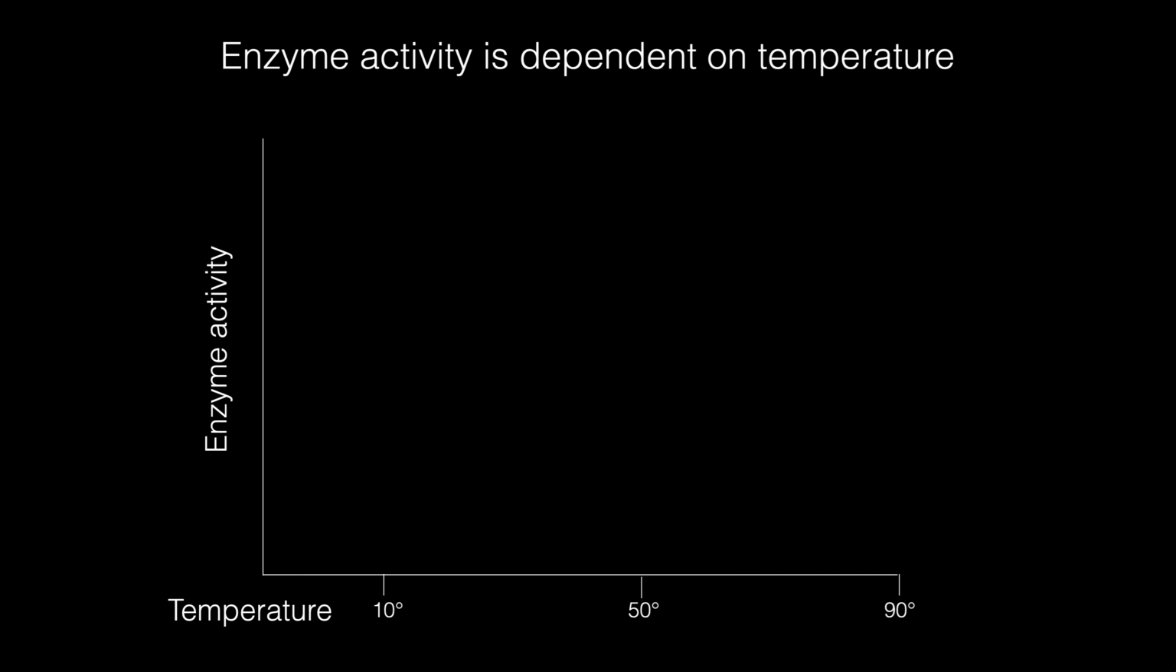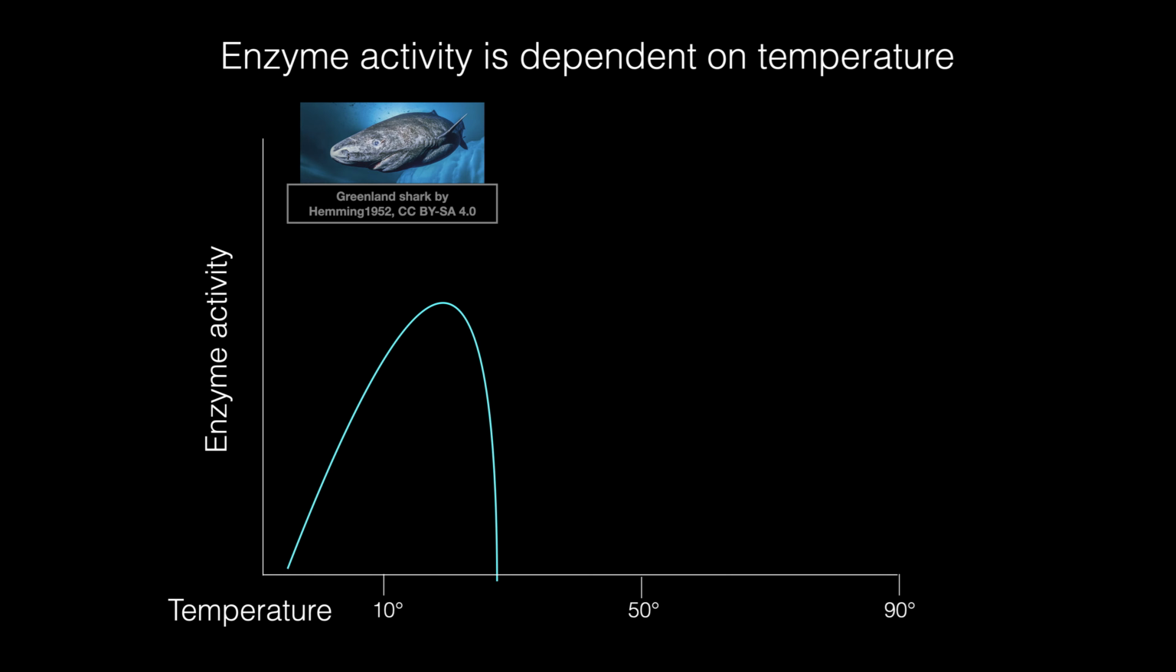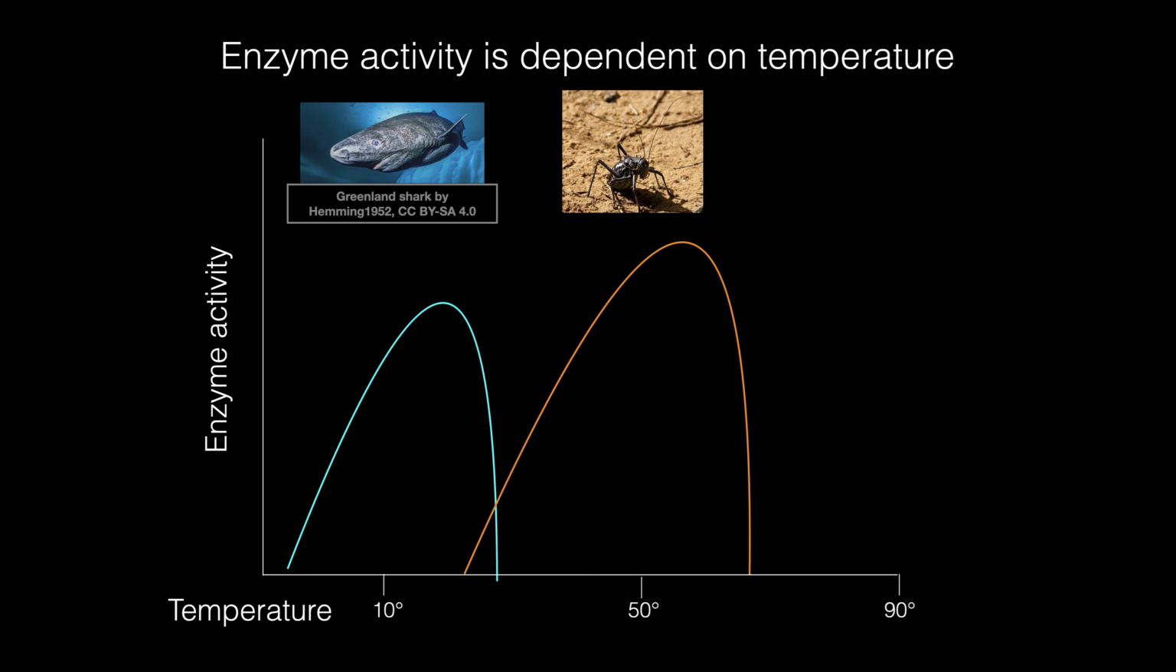All enzymes have a range of temperature over which they function. And this, of course, is going to relate to evolution and homeostasis. Let's take a look at a Greenland shark, for instance. This animal is, as far as we know, the longest-lived vertebrate on Earth, and it lives deep in the ocean in high northern latitudes where the ocean water is really very cold, so its enzymes might function at a relatively low temperature.